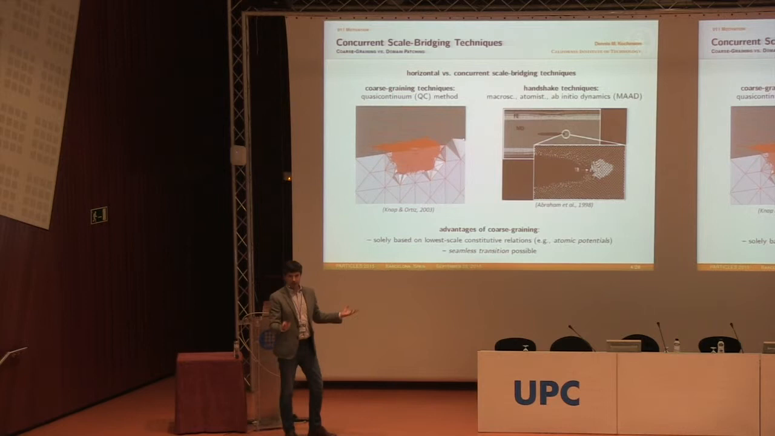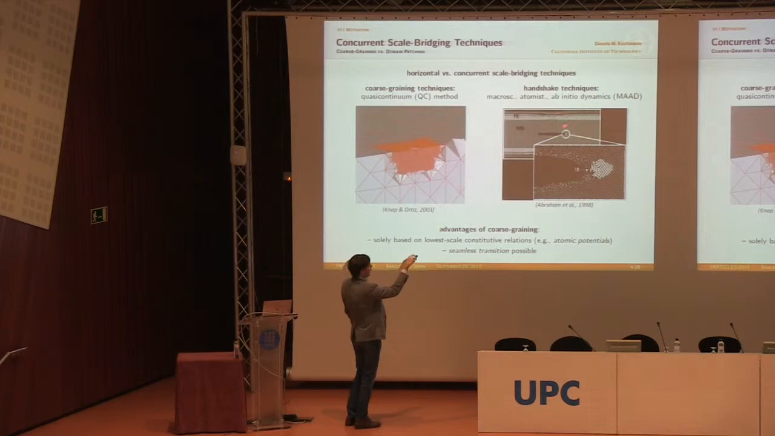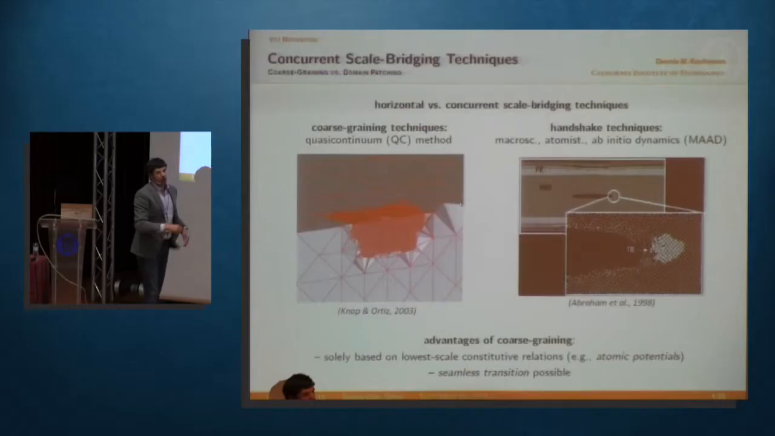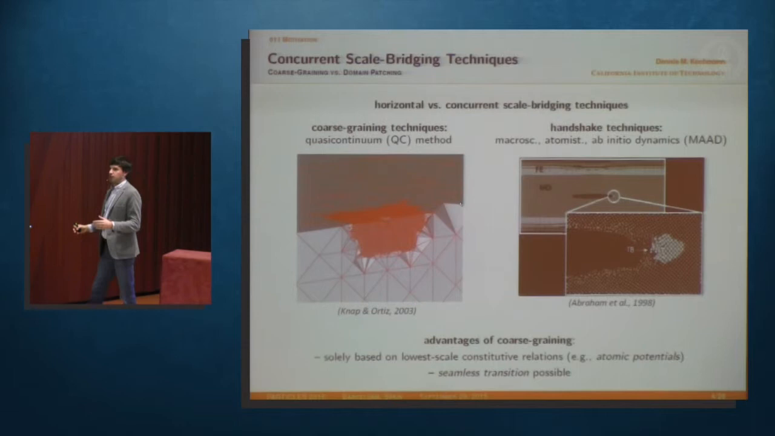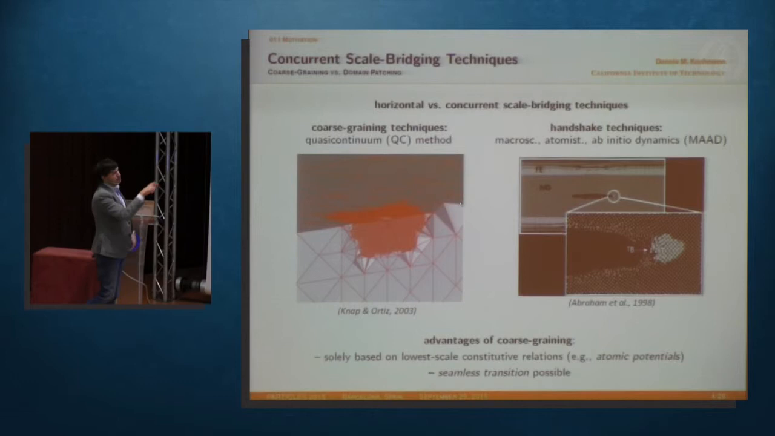Away from the crack, I use molecular dynamics or MD, and then even further away, I use finite elements. This is a very nice scheme. You can go to bigger scales with this. The issues are that, number one, you need to patch these two models together. How exactly do you do that? What do you do at the boundary?